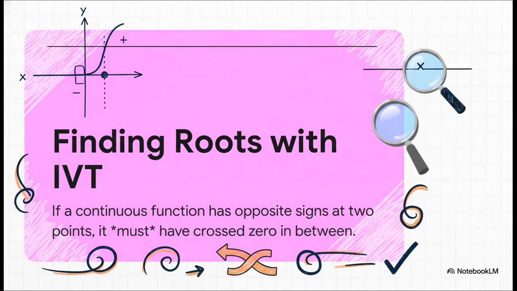So why does this matter? Well, one of its biggest uses is proving that solutions to equations, what we call roots, actually exist. If your function is continuous and it starts out with a negative value below the x-axis and ends up with a positive value above it, then the IVT guarantees it had to have crossed zero somewhere in between. And that crossing point, that's your root.